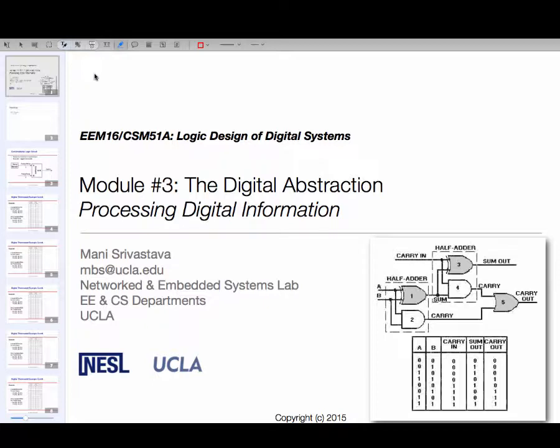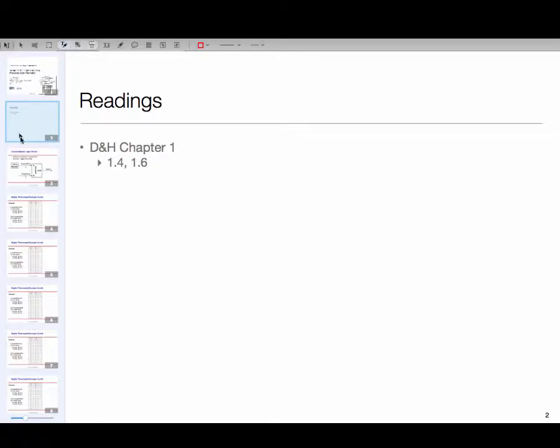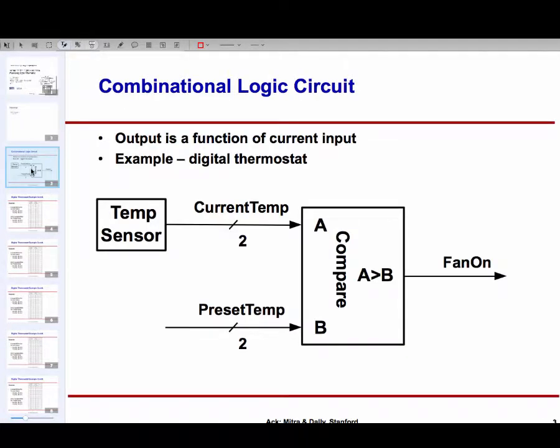Okay, so today's lecture we'll move beyond representing digital information to how you begin to process digital information, which is really what this course is about. And again, we are still on chapter 1.